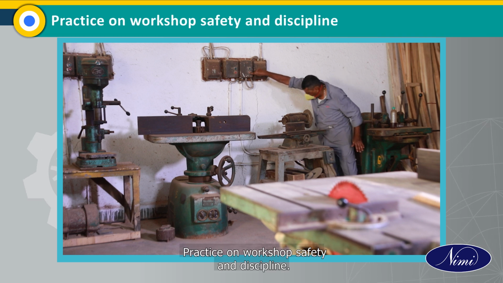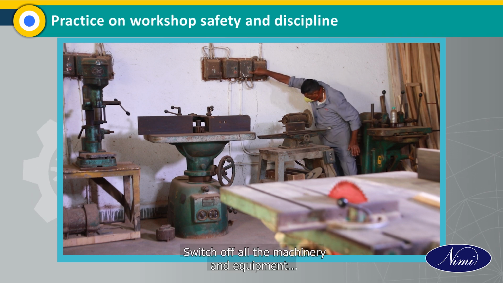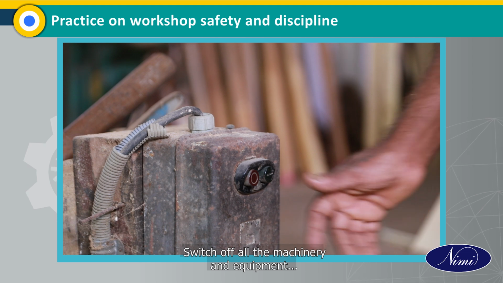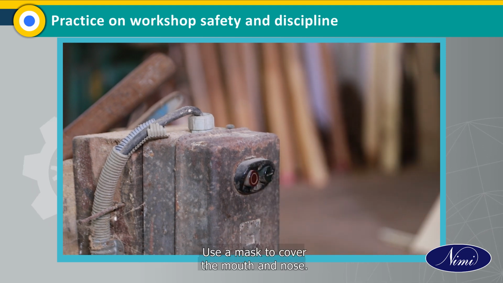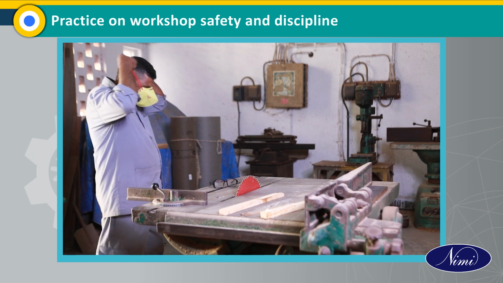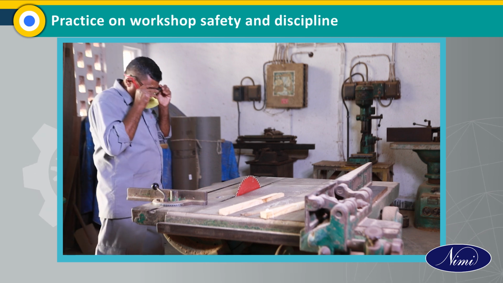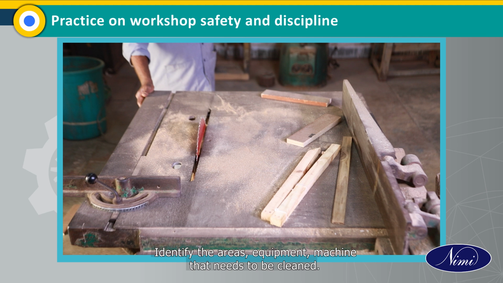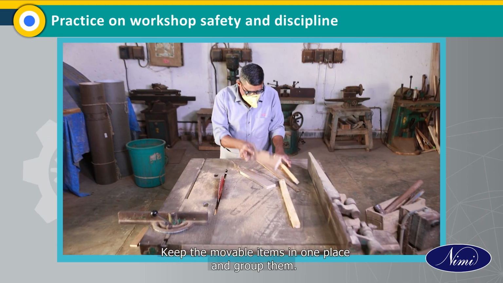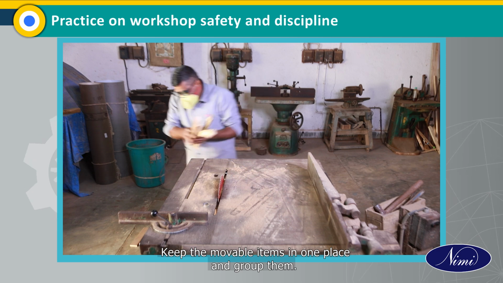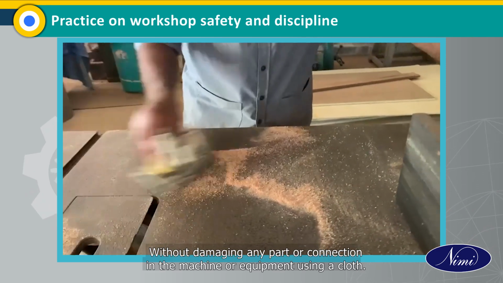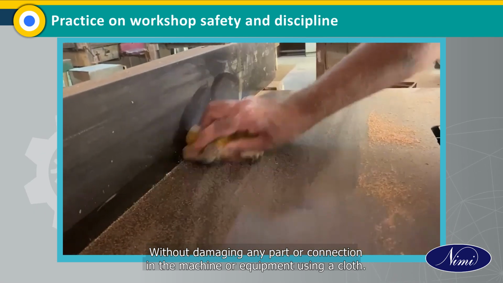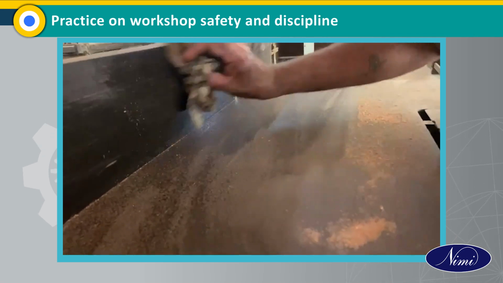Practice on workshop safety and discipline. Switch off all the machinery and equipment before starting the cleaning process. Use a mask to cover the mouth and nose. Identify the areas, equipment, and machines that need to be cleaned. Keep the movable items in one place and group them. Clean the dust carefully without damaging any part or connection in the machine or equipment, using a cloth.